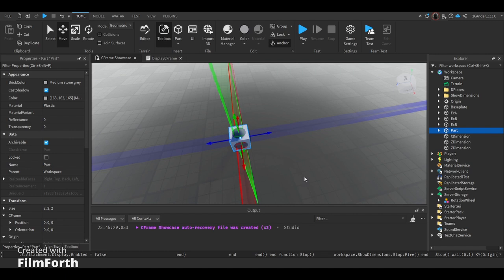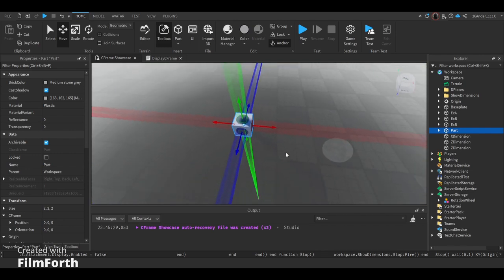What is a CFrame? A CFrame represents the position and rotation of an object, and both are represented by Vector3s. What is a Vector3? A Vector3 is three numbers represented by the X, Y, and Z components.